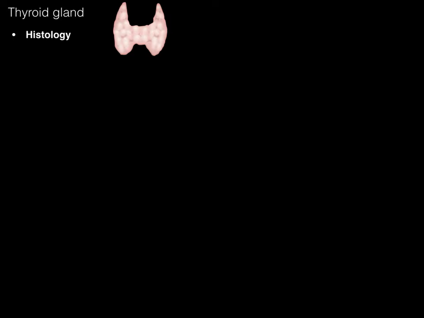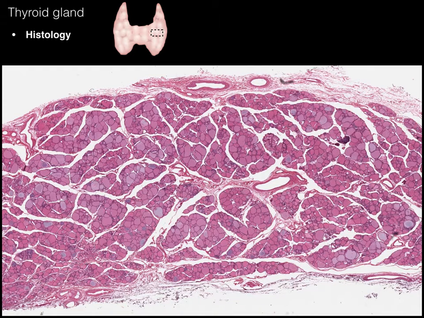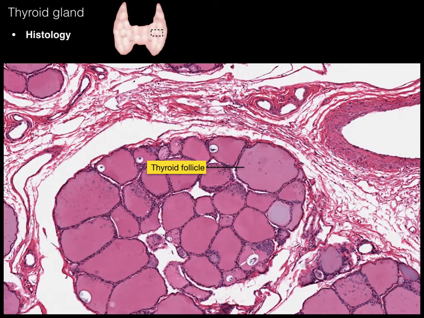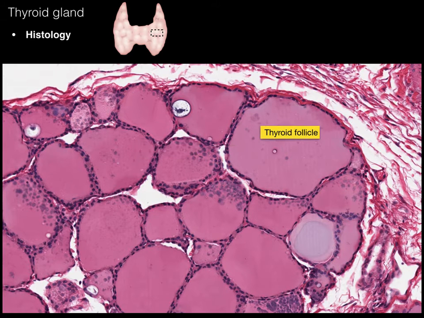So now the histology of the thyroid gland. We're going to take a little section there, and there we've got a histological section of the thyroid gland. I'm going to point out one of numerous thyroid follicles, and let's zoom in. And so we see there is a thyroid follicle. Now, the thyroid follicle is lined all around the outside by these follicular cells. And all you see are purple dots, and those are the nuclei of individual follicular cells.